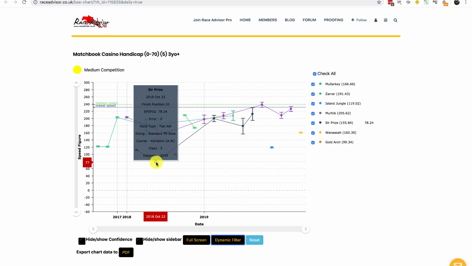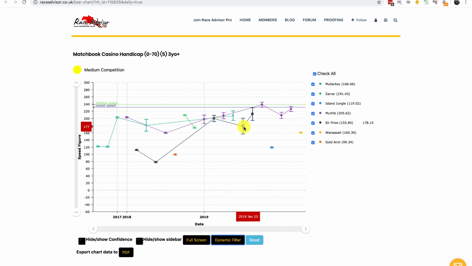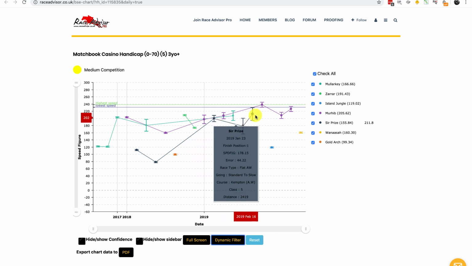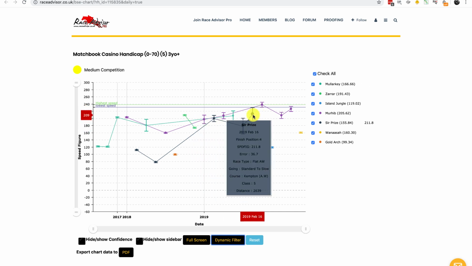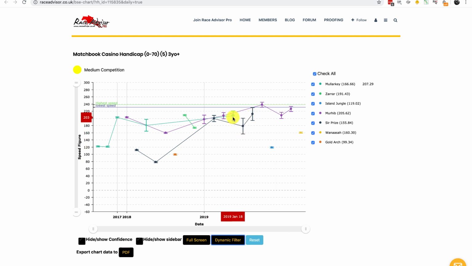Big time difference here. That was 22nd of October 2018 up to 5th of January 2019. So quite a break before it came back to similar conditions, and now has been performing well with the last race in February over similar conditions with a strong rating. So that's good. Otherwise, the image stays very similar to as it was before.